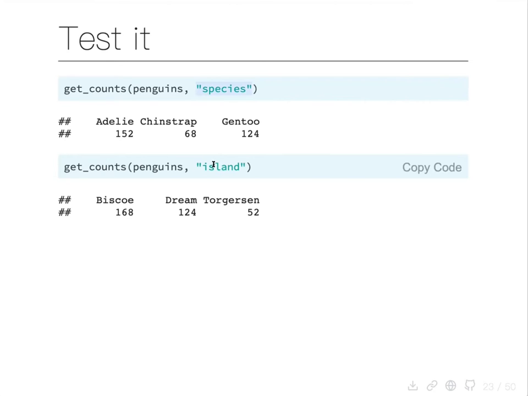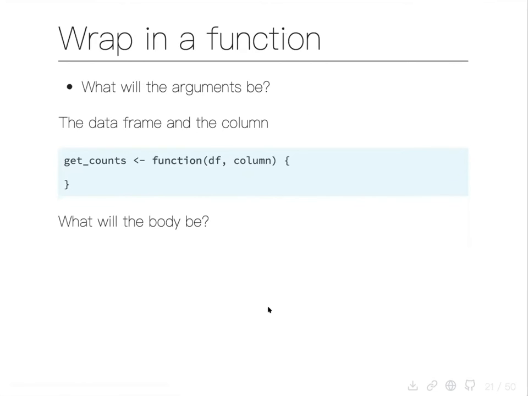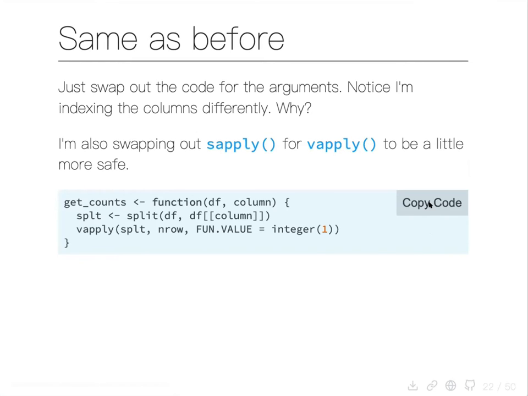If I say penguins island, then I get different counts for the island. Okay, so that's one way to do it. But let's say we wanted to extend this now. So this is the atomic vector output, right? So you can go ahead and just copy this code.